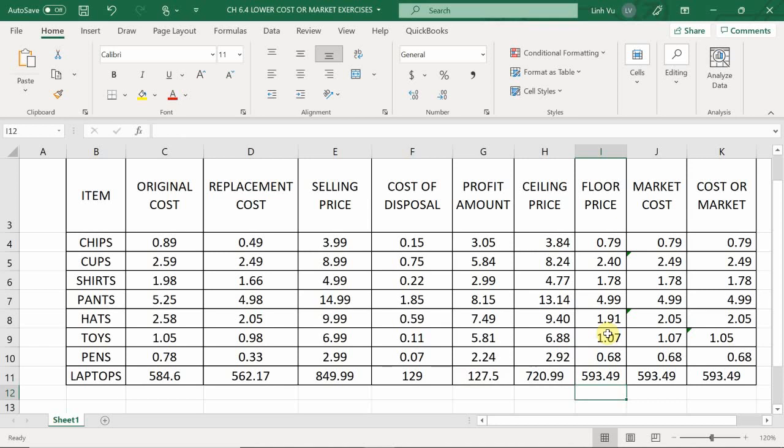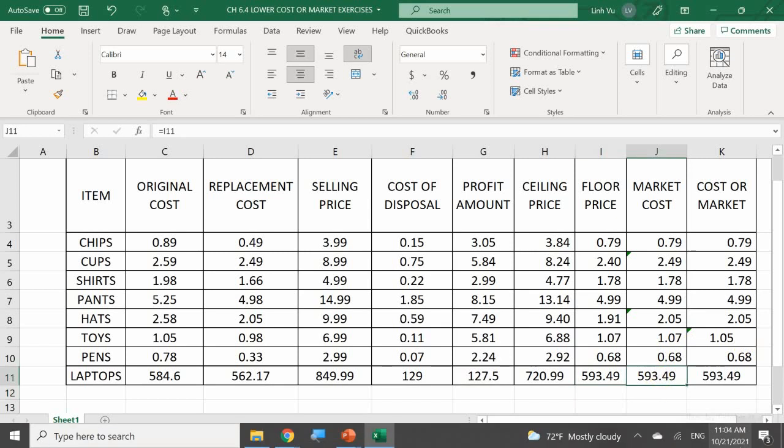The ceiling price. Okay, $720. Now, which one's the lowest value? Is it going to be your replacement cost of $562.17, or is it going to be your floor price of $593.49? The replacement is the lowest, so that means the market is going to be $593.49, right? Because it falls in between those two, the highest and the lowest.